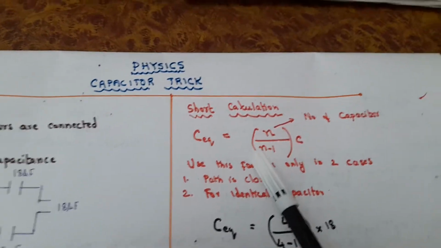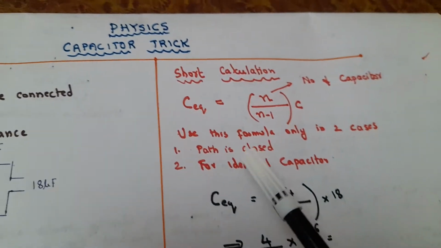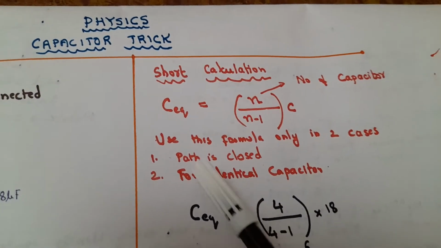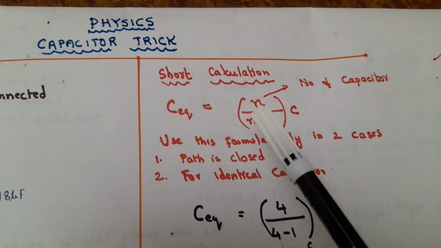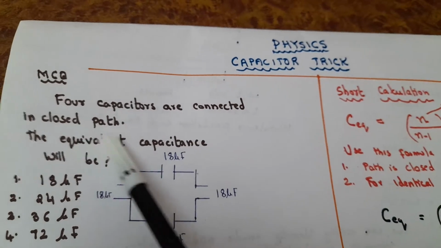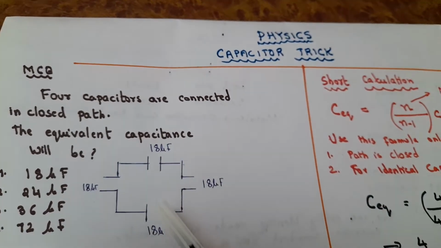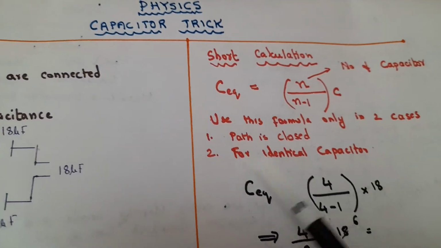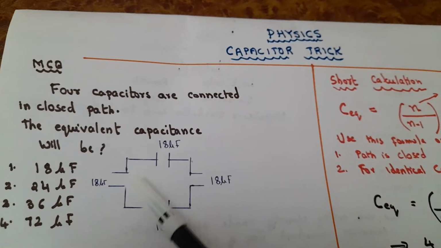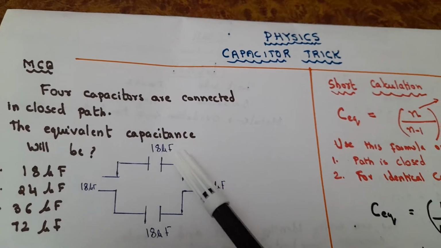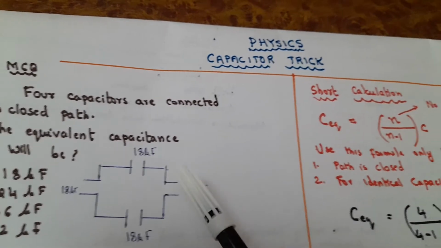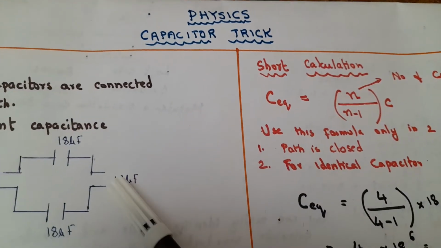Now just remember one important thing here. You can use this formula only in 2 cases. The first case is if the path is a closed one. For this particular sum, it is given in the question that it is a closed path. Secondly, the capacitors must be identical. We have 4 capacitors here, each having 18 μF, so they are all identical. So these 2 conditions are satisfied here.